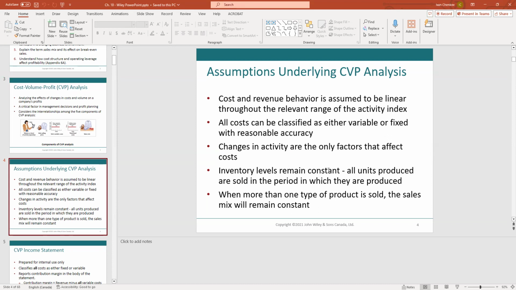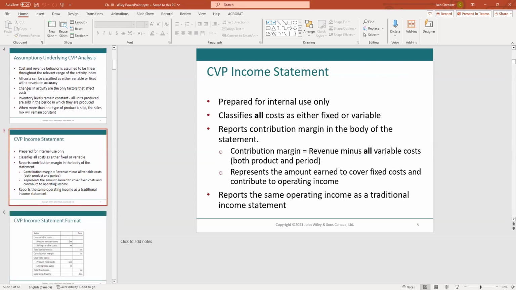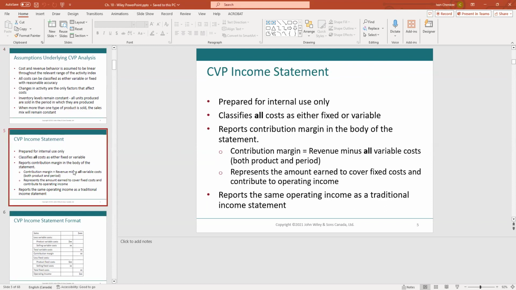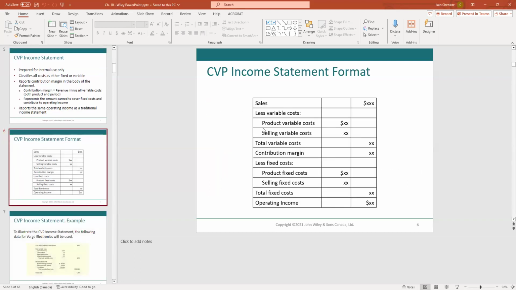Inventory starts with 0 and finishes with 0, so there's no change between the beginning balance and end balance. And if we have more than one product, the product mix stays the same. This is prepared only and only for internal purposes, which classify all the costs as either fixed or variable. Then we're going to come up with this contribution format income statement. The statement is going to look like the sales, variable cost, variable cost, variable cost, contribution margin, fixed cost, fixed cost, fixed cost, operating income.